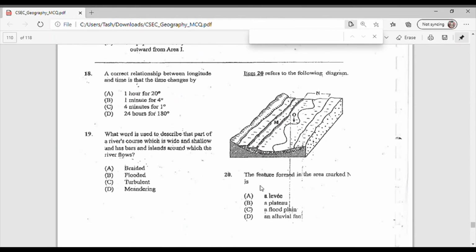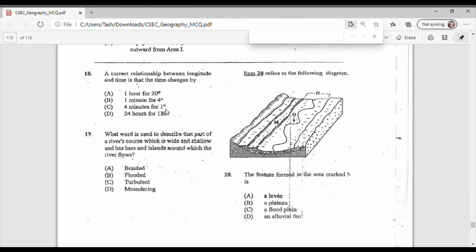Number 18, a correct relationship between longitude and time is that the time changes by A, 1 hour for 20 degrees, B, 1 minute for 4 degrees, C, 4 minutes for 1 degree, and D, 24 hours for 180 degrees. Alright, so it is one of these, 1 minute for 4 degrees or 4 minutes for 1 degree. So even if you do not remember exactly, you can figure it out.